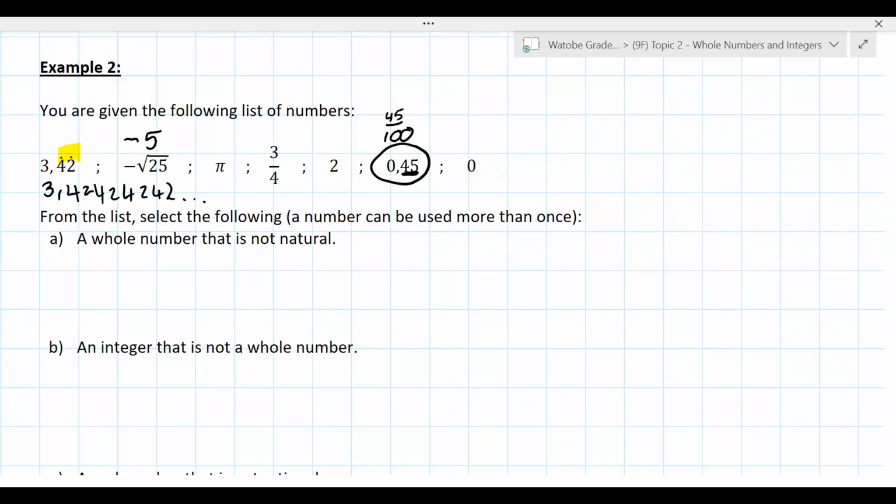So we can use numbers more than once as we go along, but I want someone to tell me from that list of numbers, which is a whole number that is not a natural number. So think about what your natural numbers are. Think about what your whole numbers are. Which is not a natural number, but is a whole number? Kia, what do you think? Ma'am, is 0. Excellent. Well done.